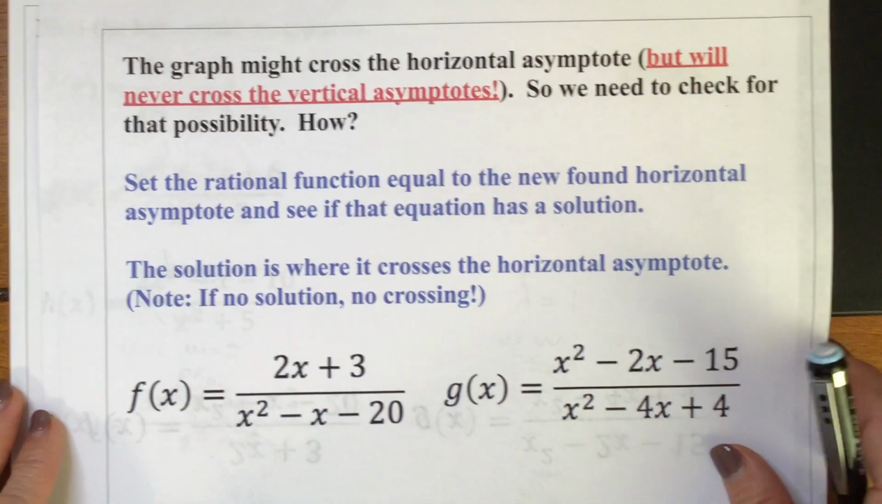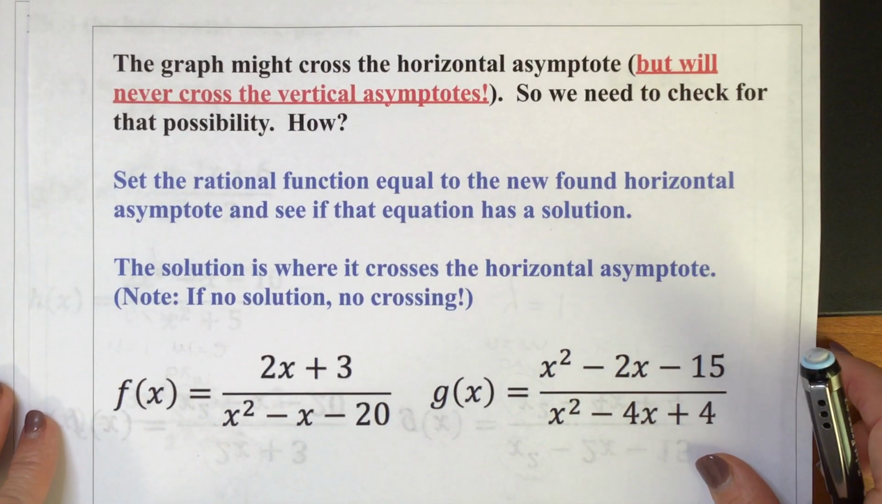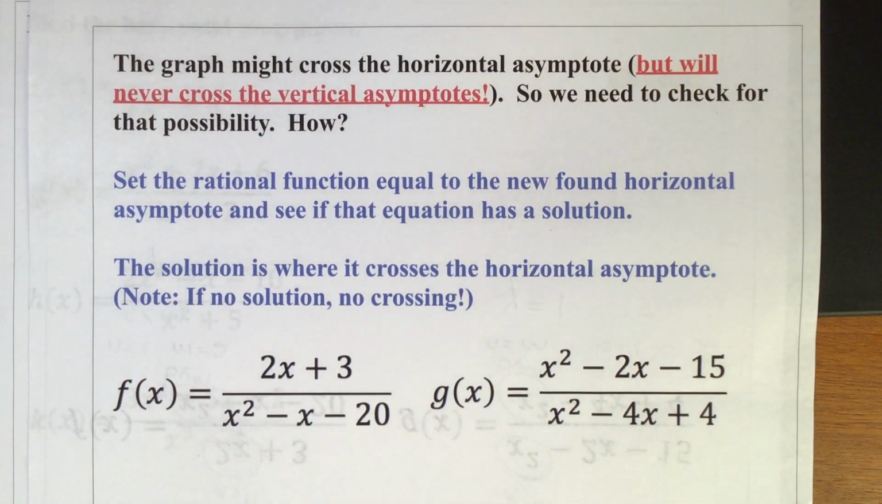I had to add one more thing to this. Now, when we looked at some of the graphs on Monday, Tuesday, we saw that some of the graphs never crossed the horizontal asymptote, but some did. Now, remember, we can never cross the vertical asymptote because that's where the graph is undefined. But it could cross the horizontal asymptote, so we need to check for that possibility.